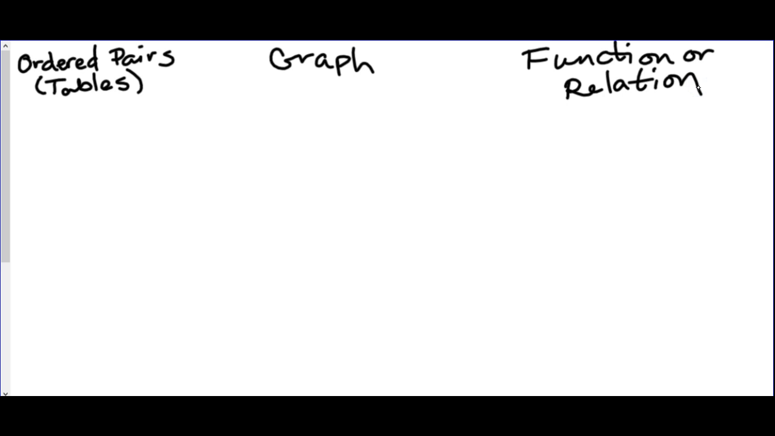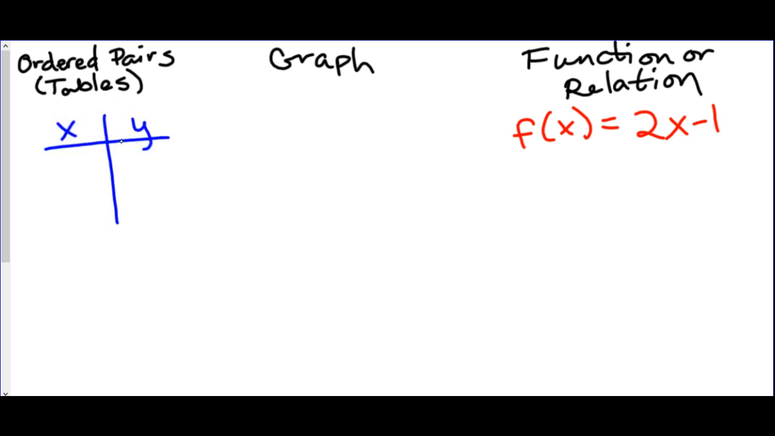So let's say that we are working with the function f of x equals 2x minus 1. And let's start with the table for that. So looking at the table, when we make a table, we can pick any x value we want. So let's say we have 0, 1, 2, 3. And then we have to find the y values. The way we find the y values is by plugging them into the function itself. So we know our function was 2x minus 1.